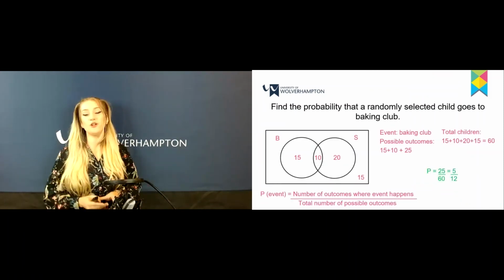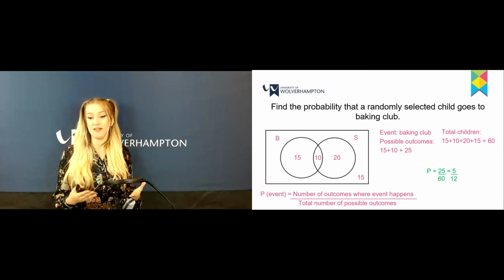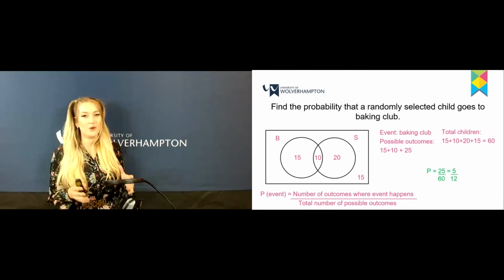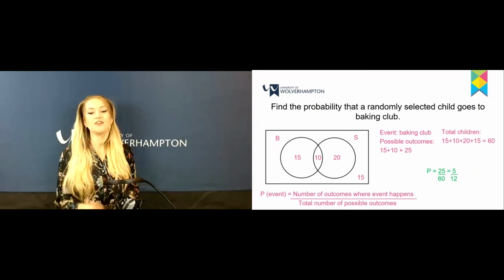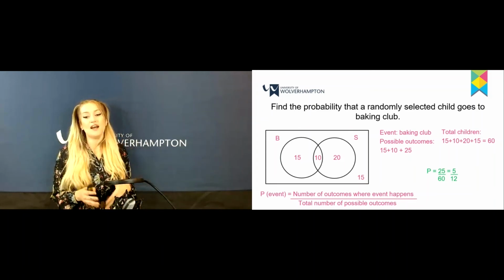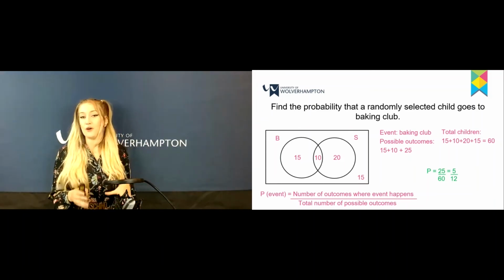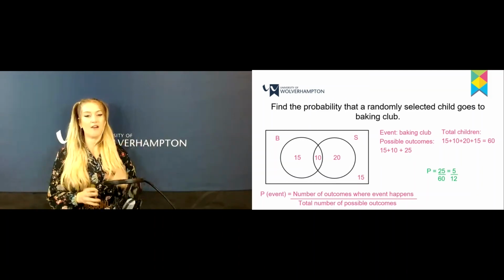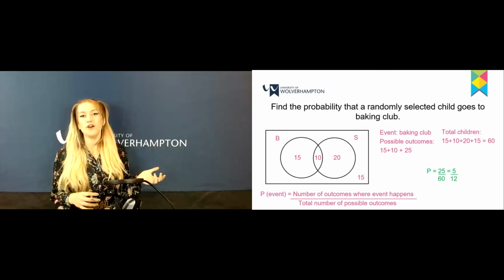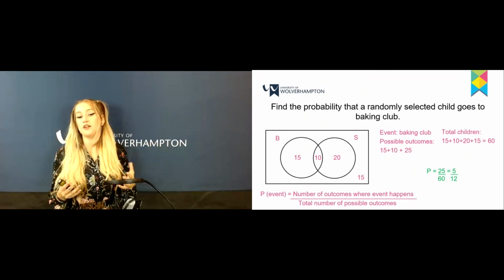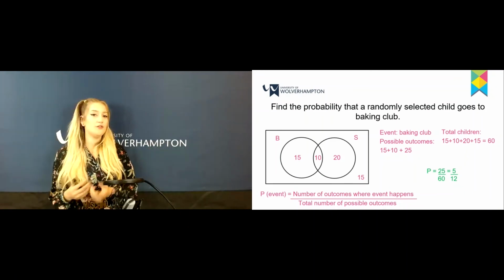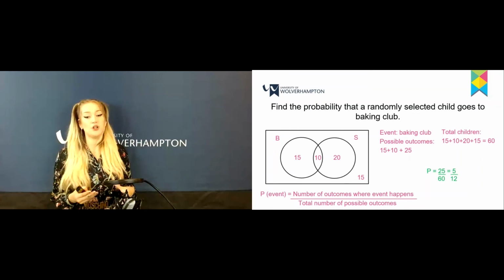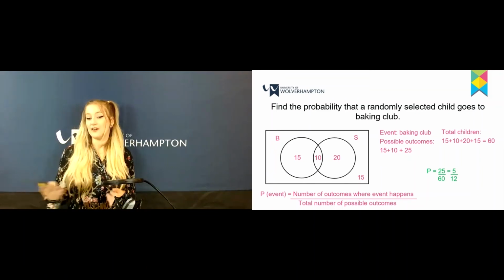You can also use Venn diagrams to find out probability. So here's a quick example of one that I made. Find the probability that a randomly selected child goes to baking club. So in our Venn diagram, we have 2 circles. One circle is the amount of children that go to baking club. The other circle is the amount of children that go to singing club.